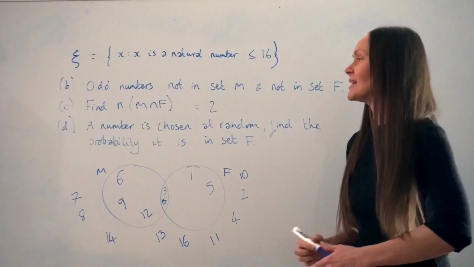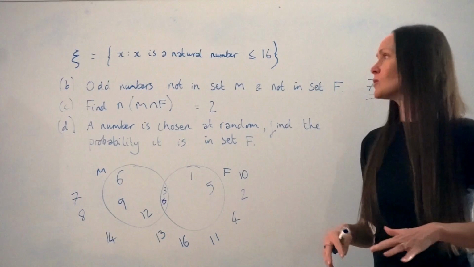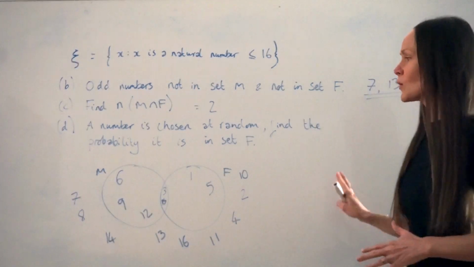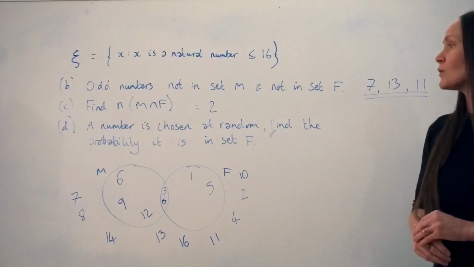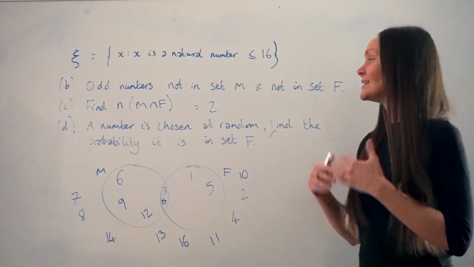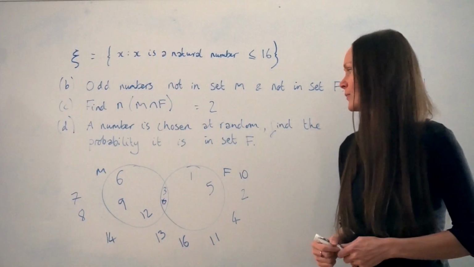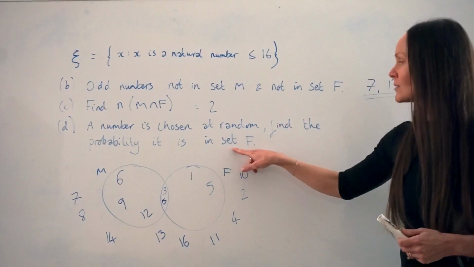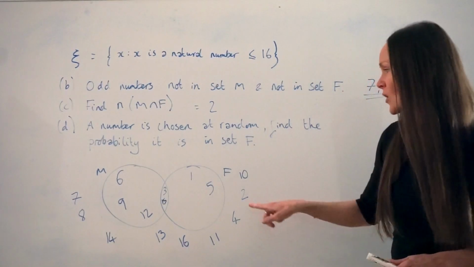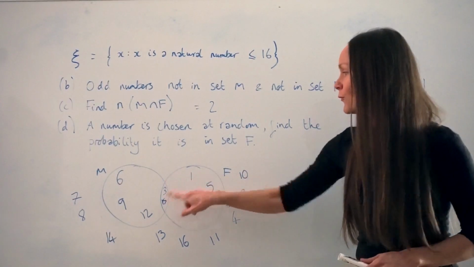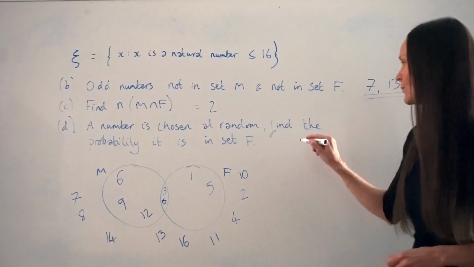Now in part D, it says a number is chosen from the universal set, so from all the numbers here on the diagram, and we have to find the probability that it is in set F. So you have to start by counting how many numbers fall in set F. So I can see there are 4 numbers in circle F.